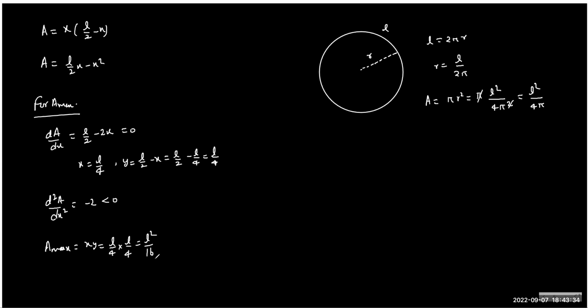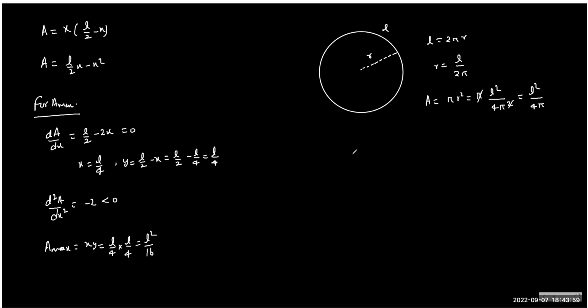Which one is bigger? 16 or 4 pi? The 16. So which one is smaller, the circle area or the square area? The circle area is small. Is it small? Oh, wow. So when you divide something with a bigger number, you get a smaller number. Sorry, a bigger number. Yeah, the circle area is larger.